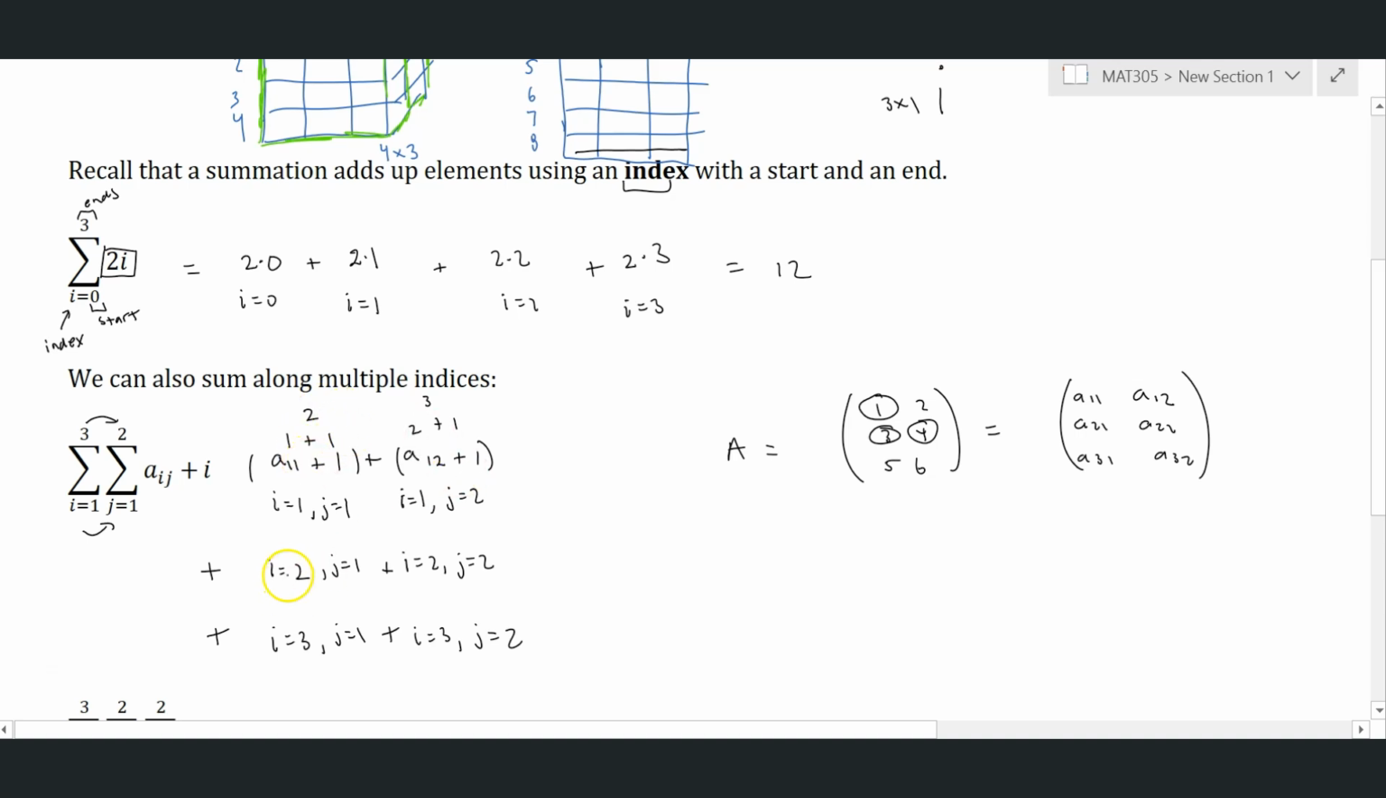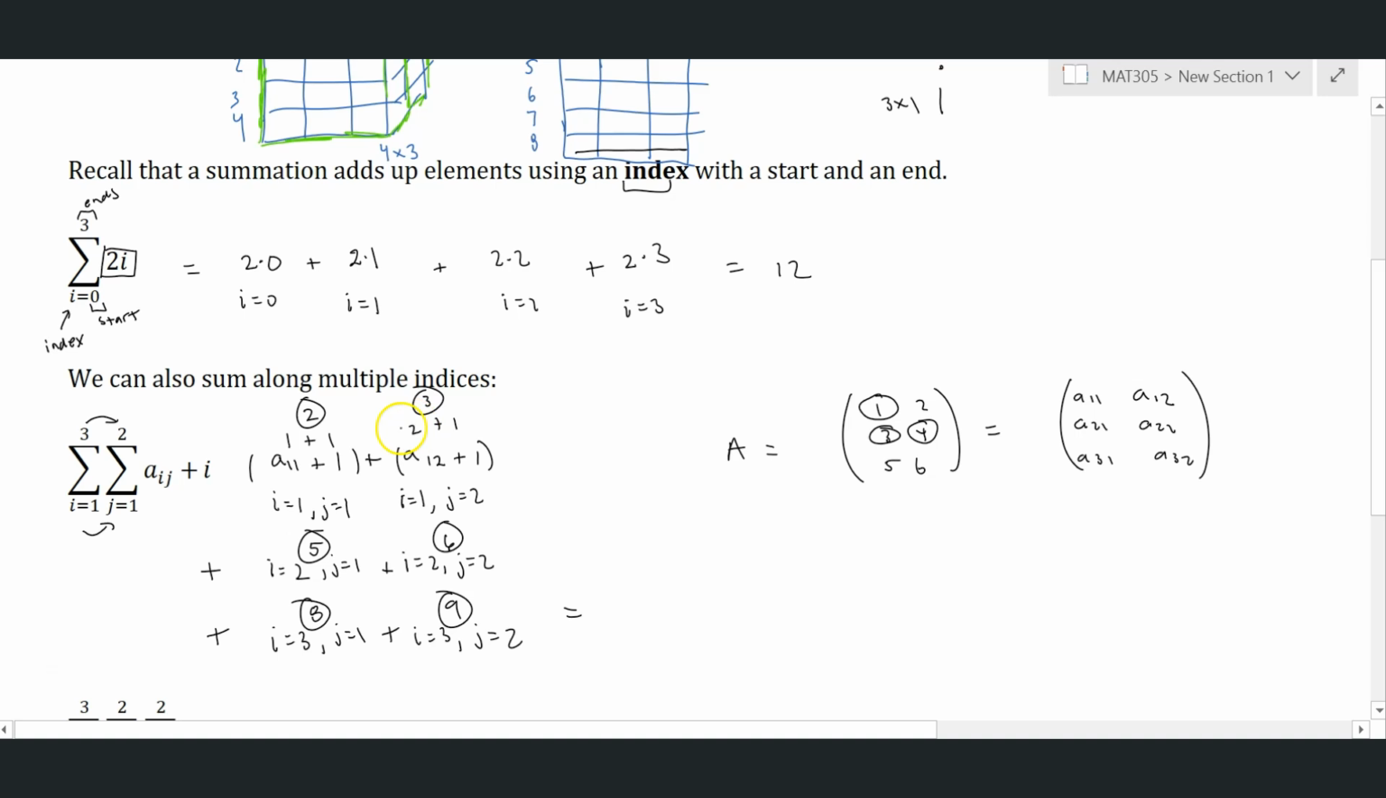So 2 plus 3, here we'll get i equals 2, j equals 1, just 3 plus 2 is 5. i equals 2, j equals 2, which is 4, 4 plus i is 6. 3, 1 will be 5, plus i, which is 3, 5 plus 3 is 8, and then 6 plus 3 is 9, and you can add up 2 plus 3 plus 5 plus 6 plus 8 plus 9, and that should give you your total.